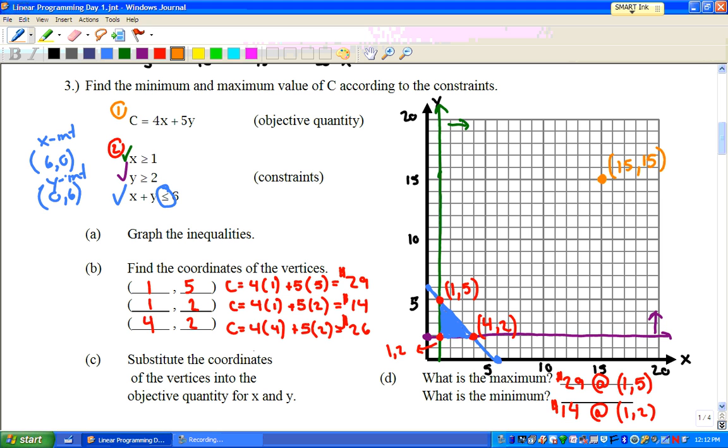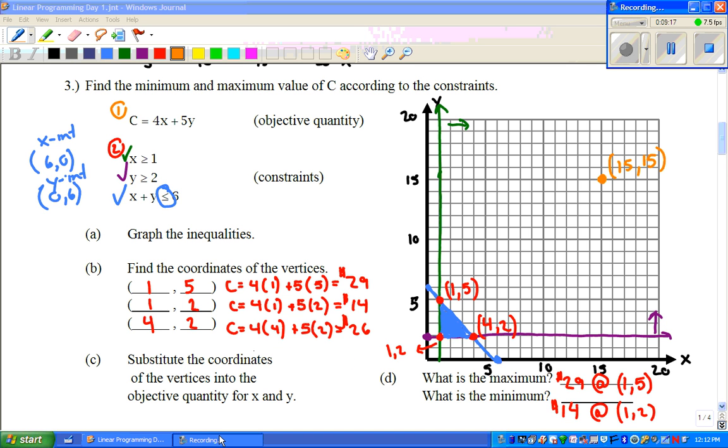So, all right, guys, that's linear programming. The rest of the examples I'm going to want you to do on your own.